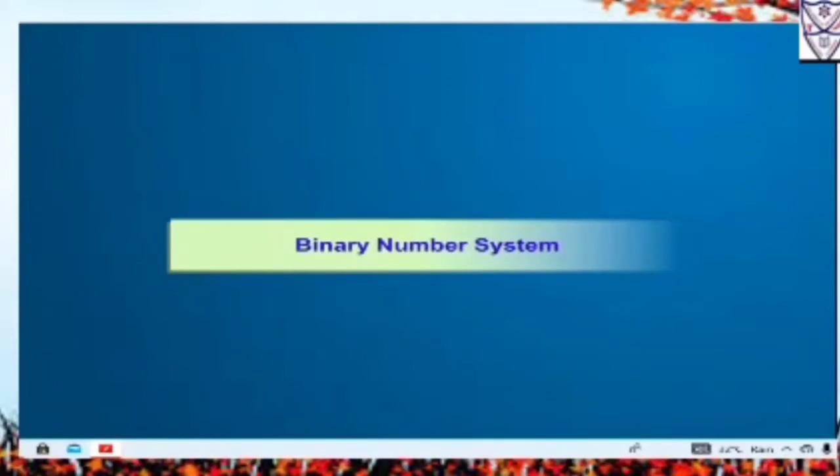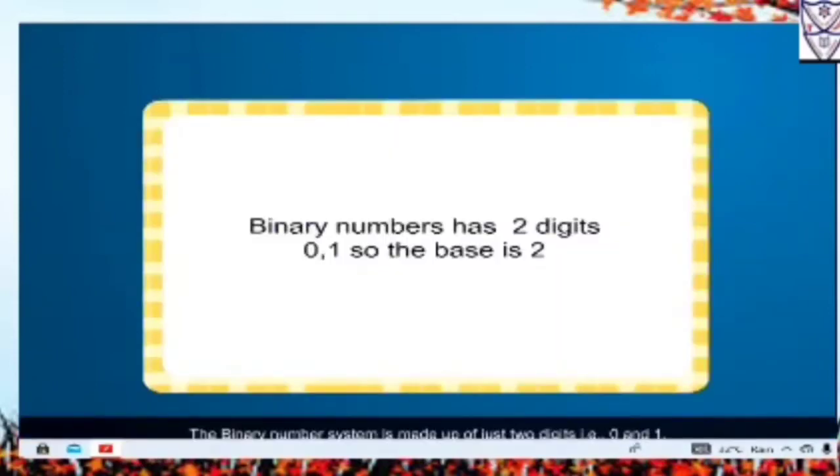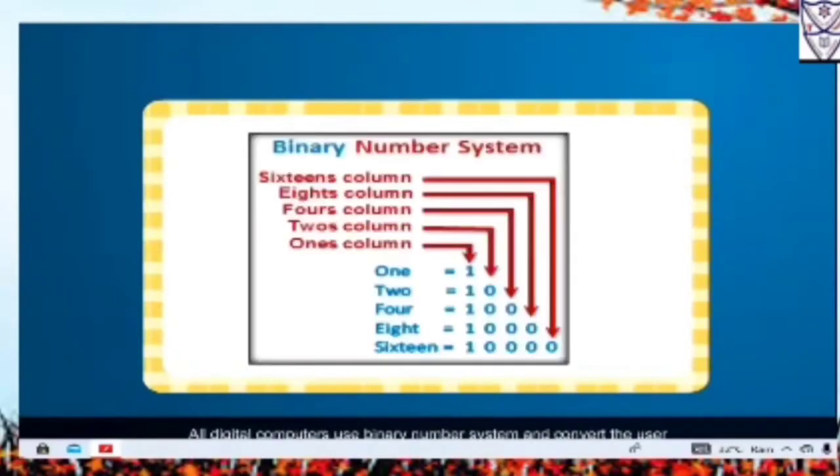Binary number system. The binary number system is made up of just two digits, that is 0 and 1. So the base or radix of this number system is 2. All digital computers use binary number system and convert the user input from the decimal format to its binary equivalent.